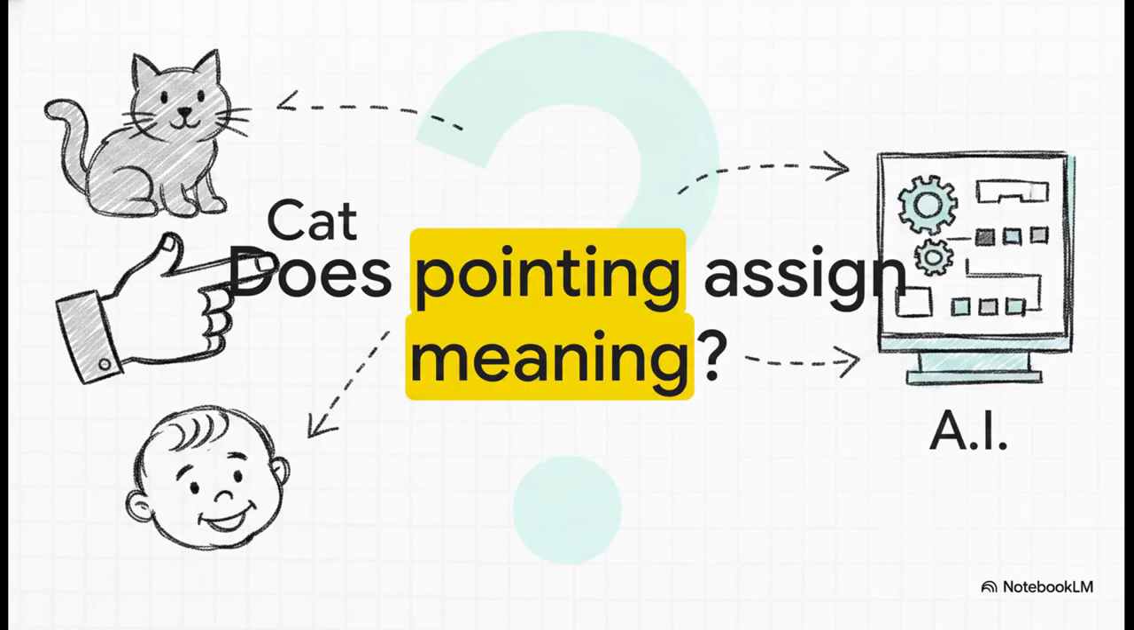So let's test this with an everyday example. Imagine you're trying to teach a machine, or a toddler, what a cat is. You see a cat walk by, you point your finger at it, and you say, cat. Does that simple physical act of pointing magically inject the essence of the animal into the spoken sound or the written letters of the word?